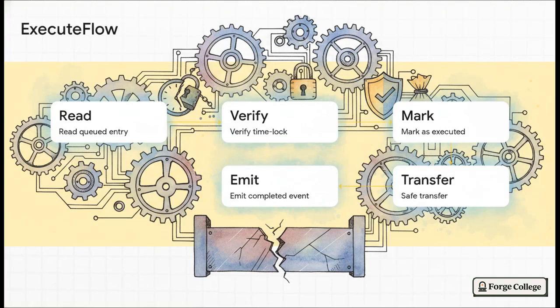Real world, executing safely. Okay, so the 48-hour time delay has finally passed, and it's time to actually move the money. This is where things get truly dangerous. Notice how meticulously we sequence this execute flow. Read the entry. Verify the time lock has actually expired. Verify it hasn't already been executed. Mark it as executed. Safely transfer the funds. And finally, emit the event. The order here isn't just a polite suggestion. It's literally the difference between a secure contract and waking up to a catastrophic headline on crypto Twitter.